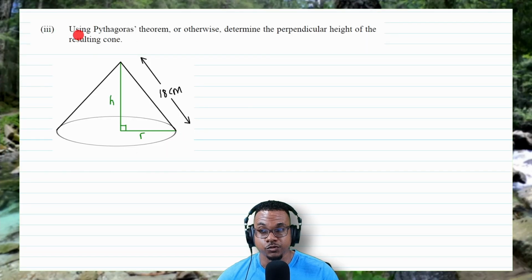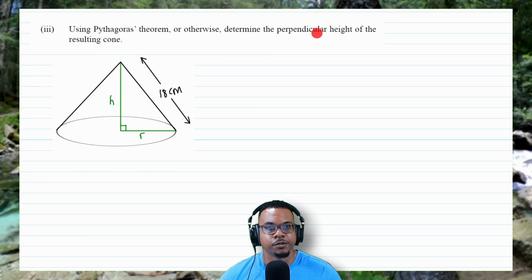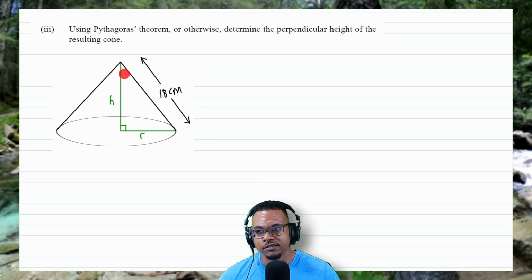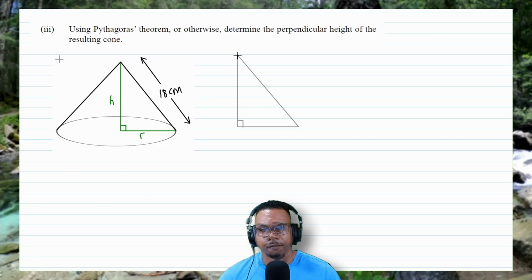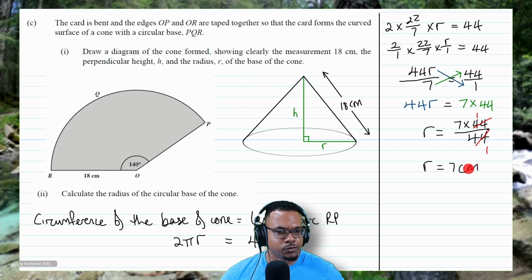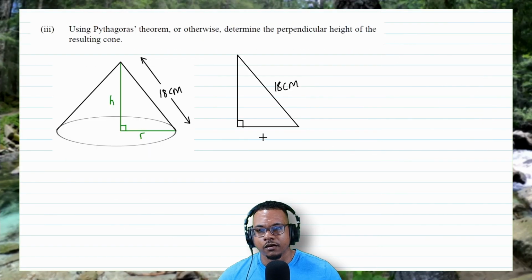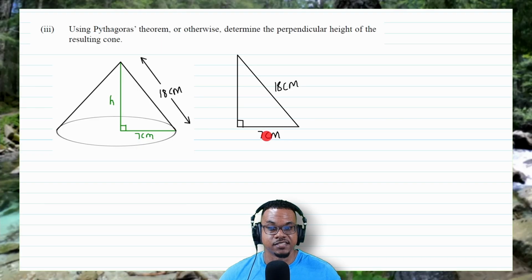So for part 3, they say using Pythagoras theorem or otherwise, we want to determine the perpendicular height of the resulting cone. So that's this height here. And of course, this is a right angle triangle, so if we want, we can draw that triangle separately. We have the 18 centimeters here, and we just found that this radius, r, was equal to 7. So this here is 7 centimeters.